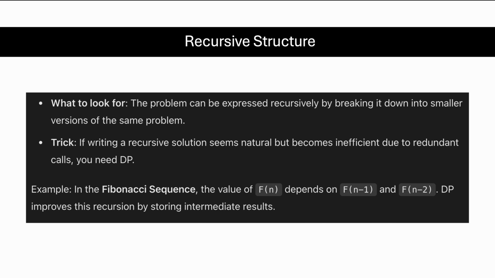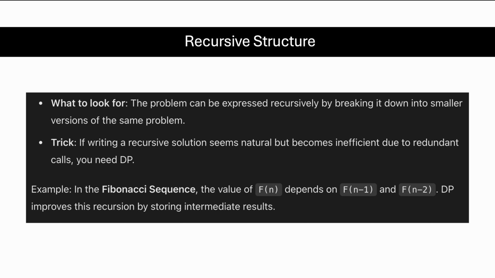Next, recursive structure. You have already seen it, the very first thing, recursive structure. For example, the problem can be expressed recursively by breaking it into smaller versions of the same problem. For example, the Fibonacci sequence, we already saw that. The value of f(n) depends on f(n-1) and f(n-2). That is the recursive solution. But DP improves this recursion by storing intermediate results. We call it memoization. We'll see that later when we do the real code. So wherever you have something which is already being calculated and repeated many times, you have a recursive structure.